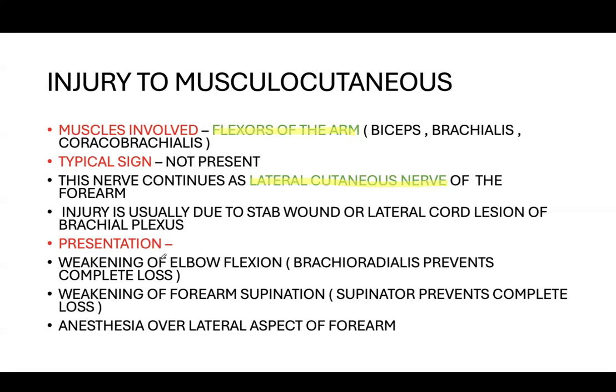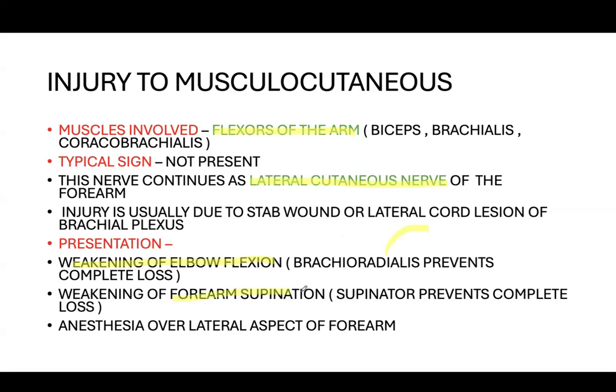And how would it present? It would present with the weakening of elbow flexion, obviously, because the flexors of the arm are affected, right? But the flexion isn't completely lost because brachioradialis is still present, which is supplied by the radial nerve. So even if musculocutaneous is affected and these three muscles are lost, brachioradialis is going to save the day, and preserve some semblance of elbow flexion.